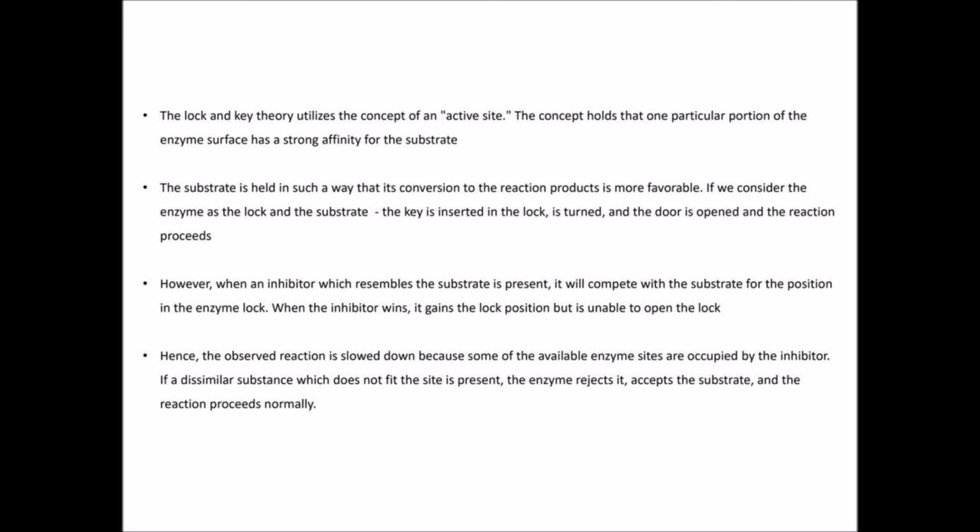Hence, the observed reaction is slowed down because some of the available enzyme sites are occupied by the inhibitor instead of the substrate. If a similar substance which does not fit the site is present, the enzyme rejects it, accepts the substrate and the reaction proceeds normally.